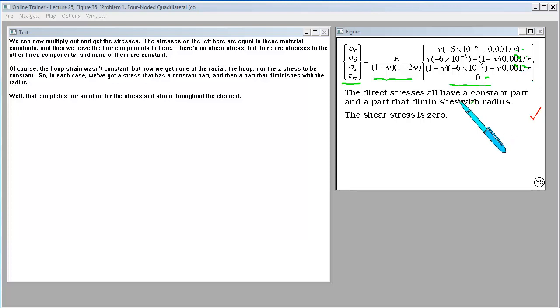So in each case, we've got a stress that has a constant part and then a part that diminishes with the radius. Well, that completes our solution for the stress and strain throughout the element.